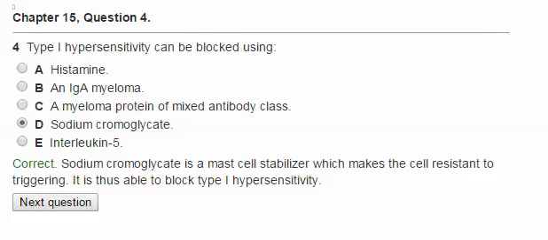Next one, type 1 hypersensitivity can be blocked using A. Histamine, B. An IgA myeloma, C. A myeloma protein of mixed antibody class, D. Sodium chromoglycate, E. Interleukin 5. And the answer is sodium chromoglycate can block type 1 hypersensitivity. Sodium chromoglycate is a mast cell stabilizer which makes the cell resistant to triggering. It is thus able to block type 1 hypersensitivity.